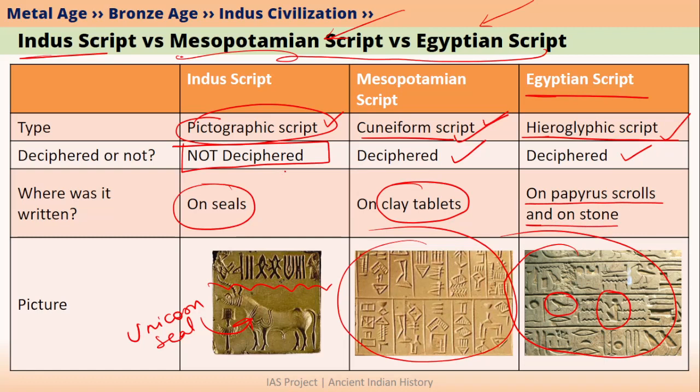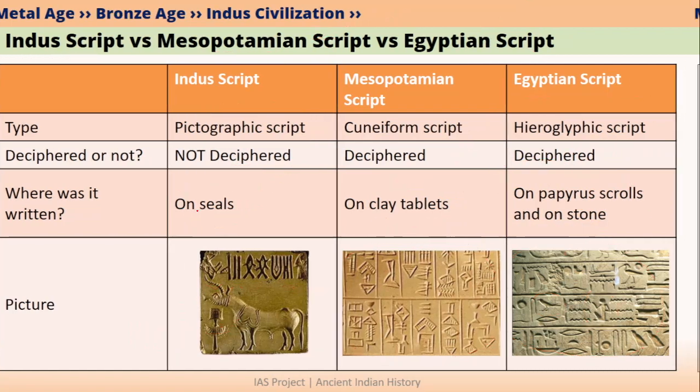The evidences of Indus script are actually very less compared to Mesopotamian script as well as Egyptian script. Because what ancient Egyptians did was they wrote Egyptian script on papyrus scrolls, and they put these papyrus scrolls inside the pyramids along with the mummies. I hope you know about Egyptian mummies. So because of this, we have many evidences of Egyptian script. So this is about Indus script.